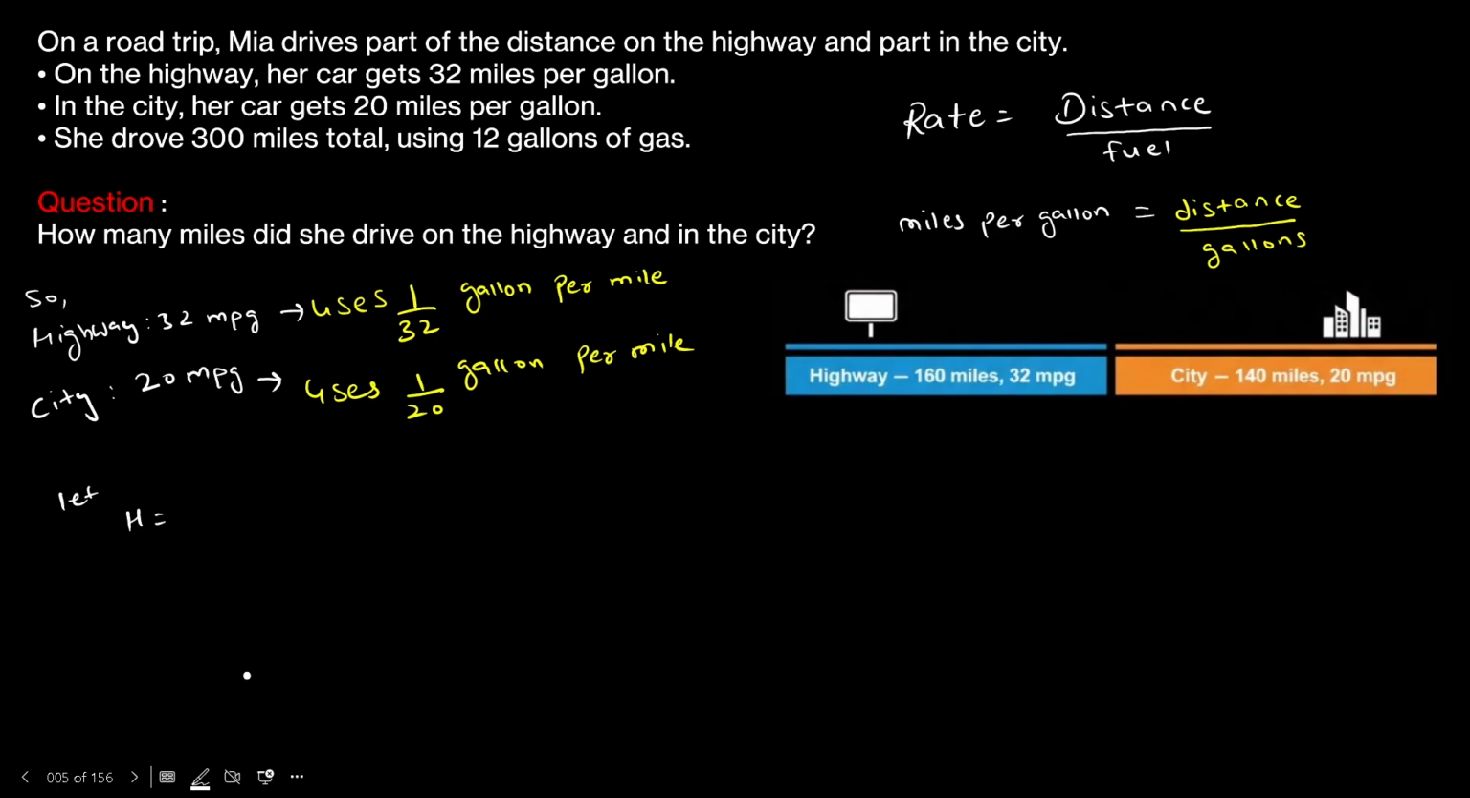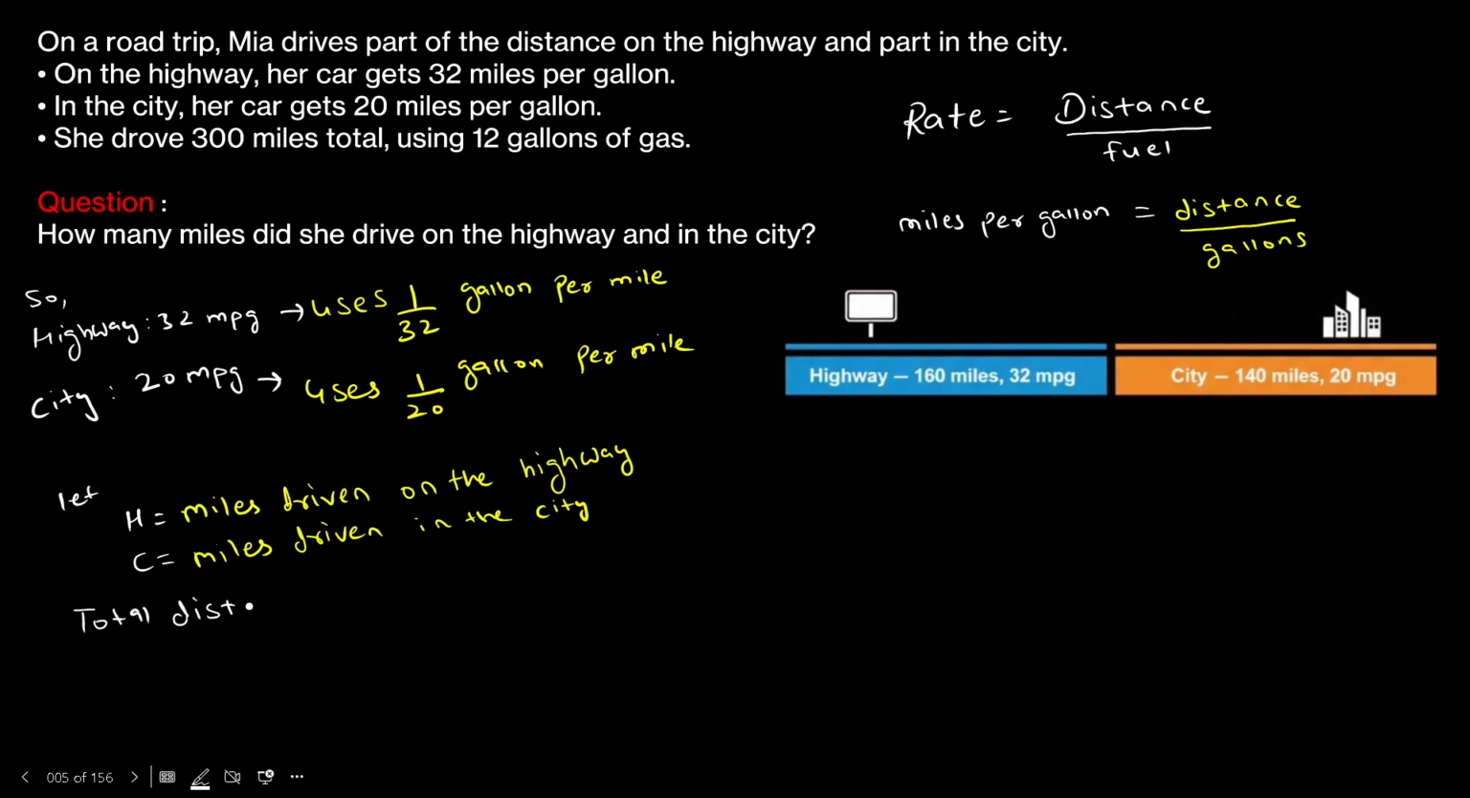Let H equal miles driven on the highway and C equal miles driven in the city. We know two facts. Total distance: H plus C equals 300. Total fuel used: highway uses 32 mpg, city uses 20 mpg, and total used is 12 gallons. H over 32 plus C over 20 equals 12.